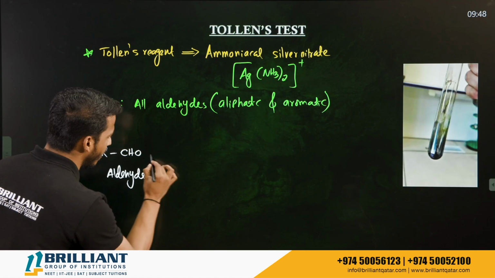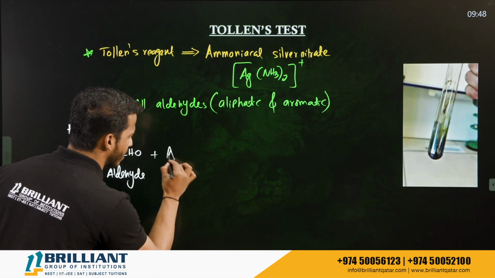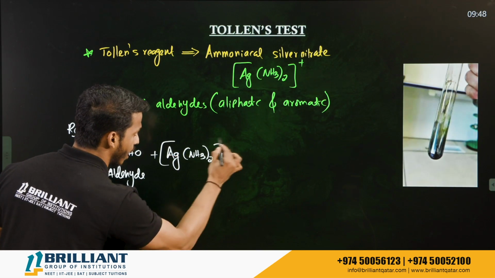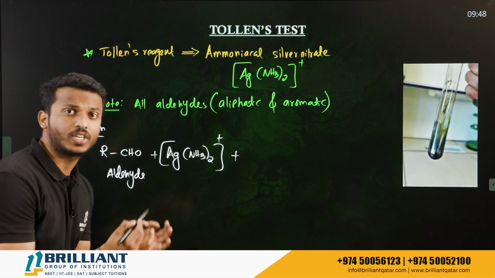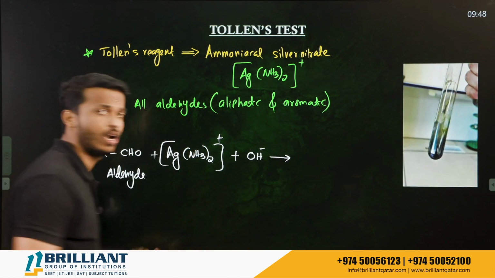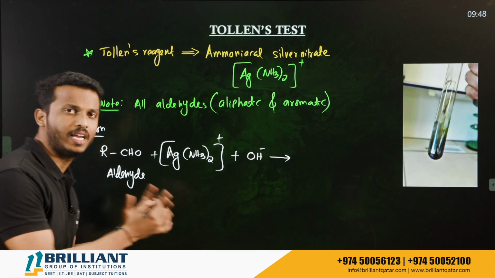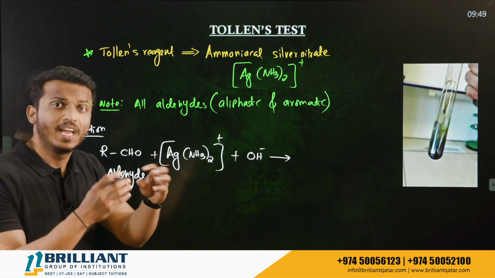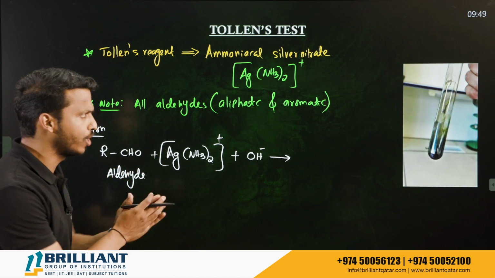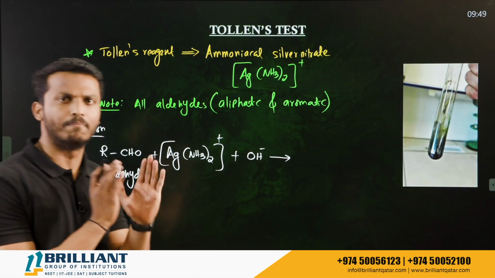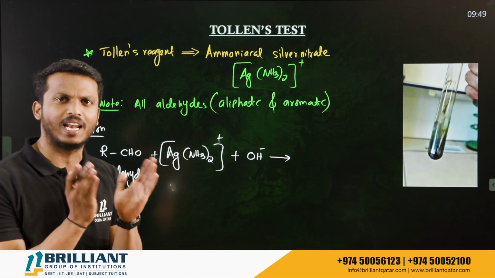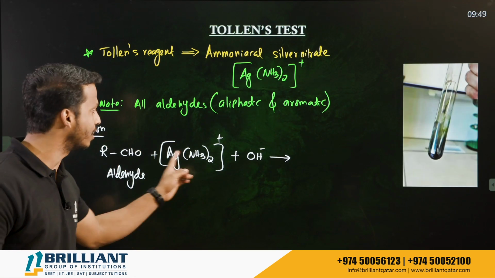Dear all, let me bring our Tollens reagent. What is Tollens reagent? One Ag, two ammonia, with overall charge plus. And the Tollens reaction is carried out in the presence of OH minus. What is OH minus, dear all? Base, right? Then we will heat the system in a water bath. After some time, you can observe the formation of a mirror. What is the color that you can observe here? A silver mirror color, a silver coating, because silver is there.